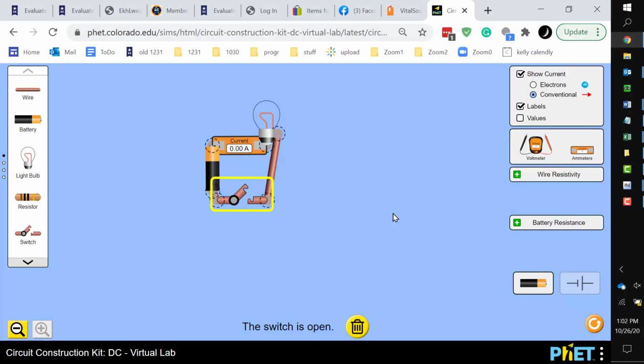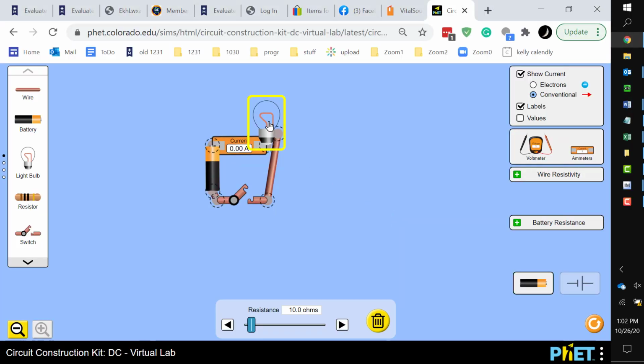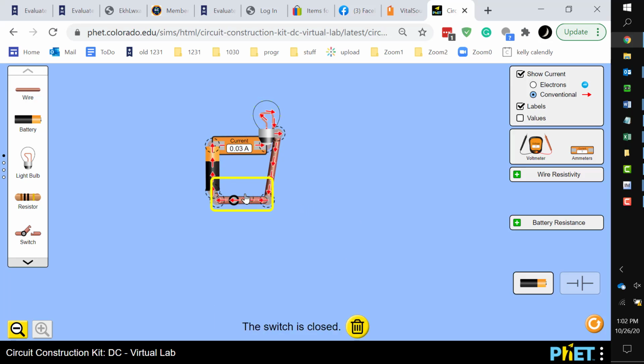So let's change this light bulb then, and maybe imagine changing it to a different type of material. Let's change it to something that would have a bigger resistance. Something more like an insulator. An insulator has a high resistance. It doesn't let the current flow through. And then close the switch. There's very little current, 0.03 amps, probably not enough to light up the light bulb.